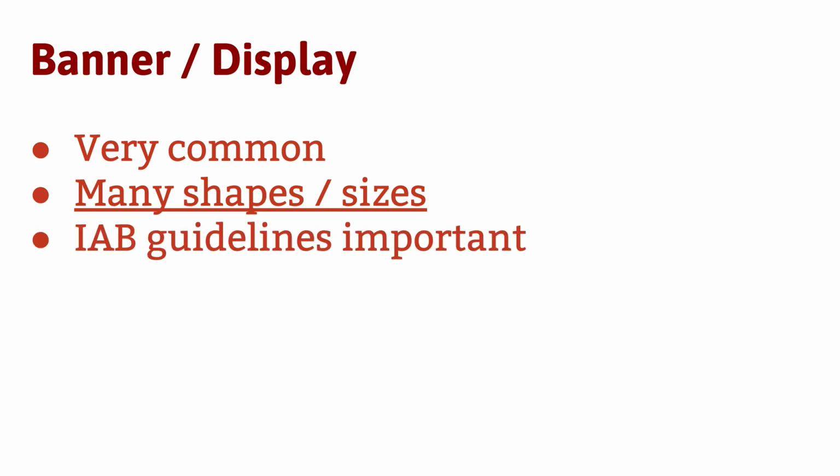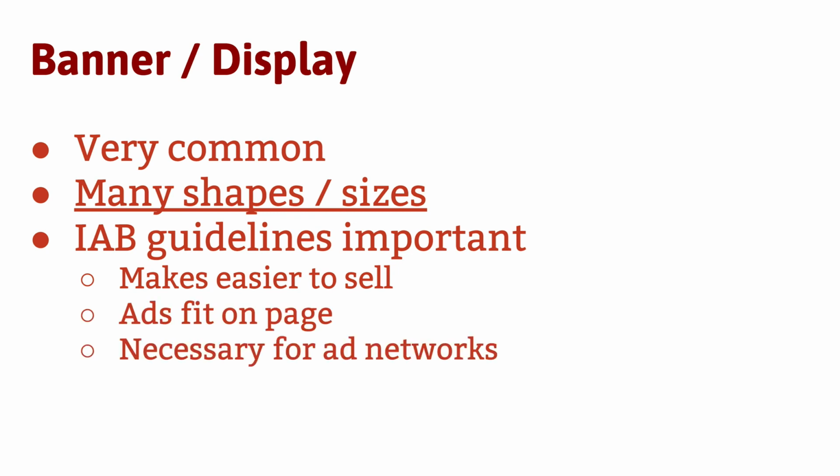Now we're moving on to another ad format, another ad type. And the other type is banner. And a lot of times we refer to banner as display. These are really common banner ads that you see on websites. They come in a lot of different shapes and sizes. And this is where the IAB guidelines are really good for us. Those standard sizes make it easier for us to sell. So we make sure the ads actually fit on a page. And of course, ad networks need those standard sizes because they're selling standard sizes.